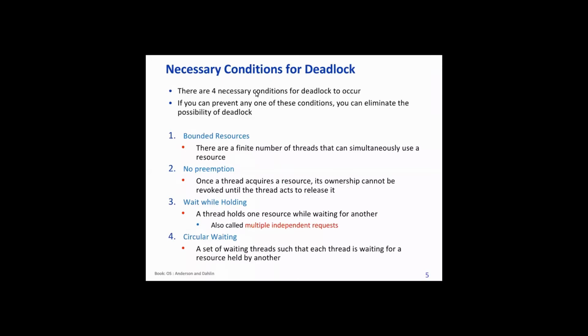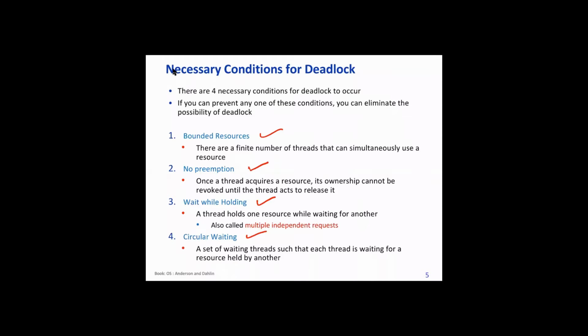So we have studied this in the last class. There are four necessary conditions for deadlock to occur: bounded resources, no preemption, wait while holding, and circular waiting.